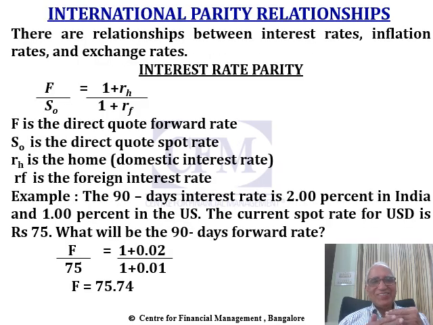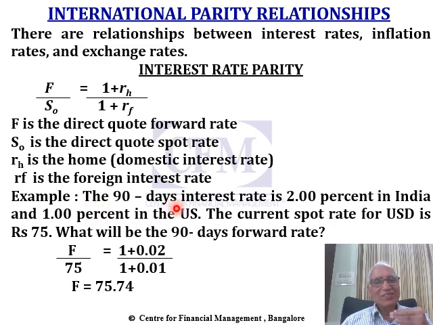Interest rates, inflation rates, and exchange rates are related. Such relationships are referred to as international parity relationships. Interest rate parity. What is the relationship between forward rate and spot rate? The relationship between forward rate and spot rate is given by this equation where F is the direct quote forward rate, SO is the direct quote spot rate, RH is the home or domestic interest rate, RF is the foreign interest rate. Here is a numerical example.